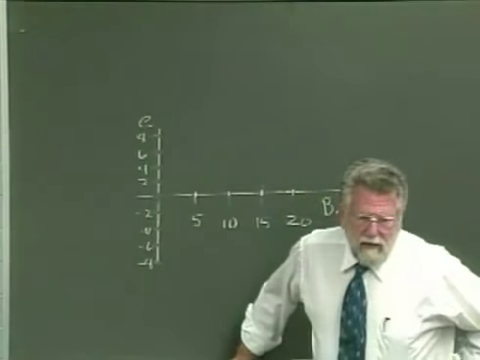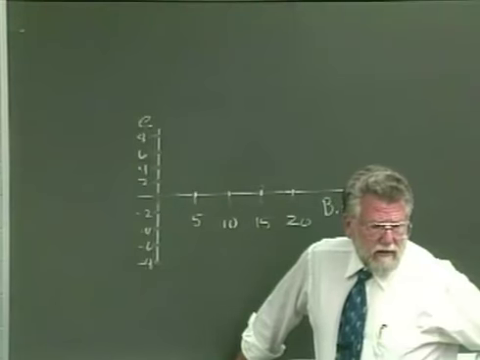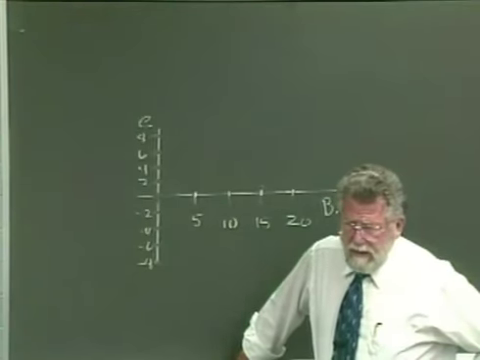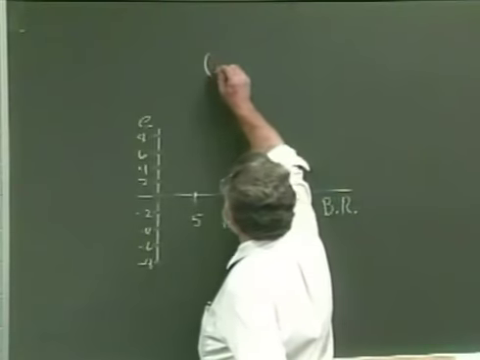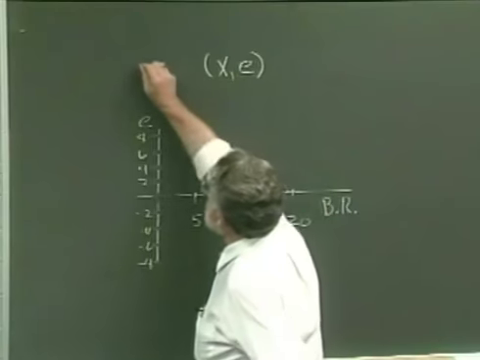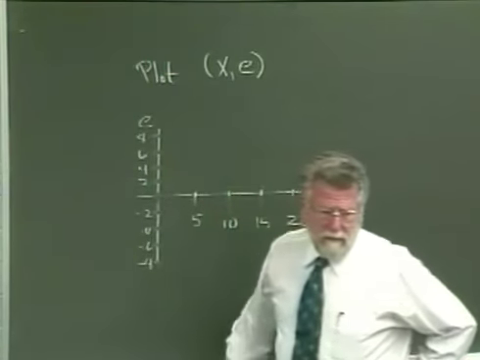So I'm going to have to do some rounding in order to plot these points. And remember, the point I'm plotting is X, E. So I'm looking at the plot of X comma E. That's my plot. And we're going to refer to that as a residual plot.